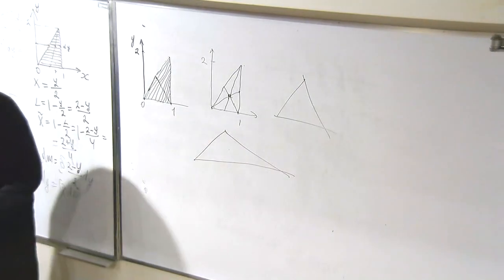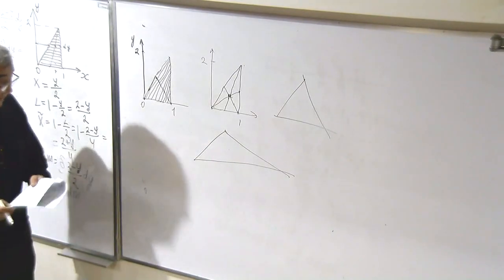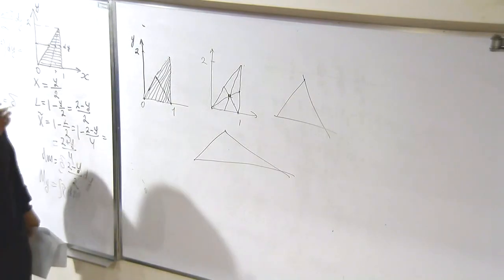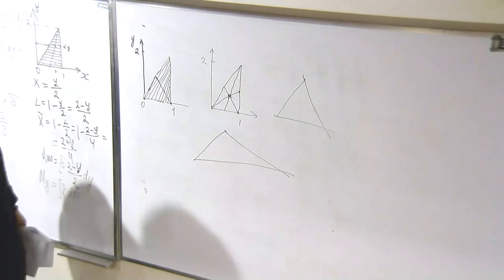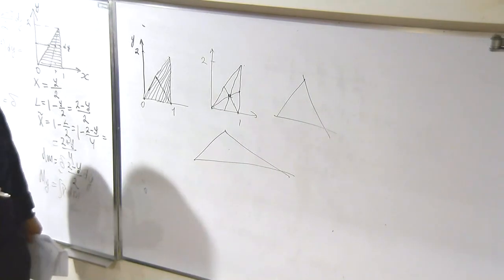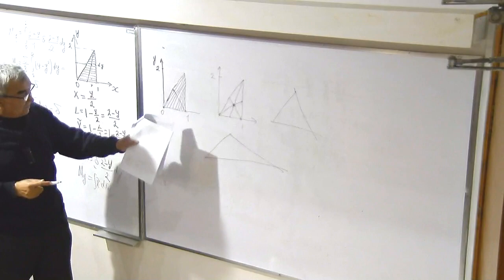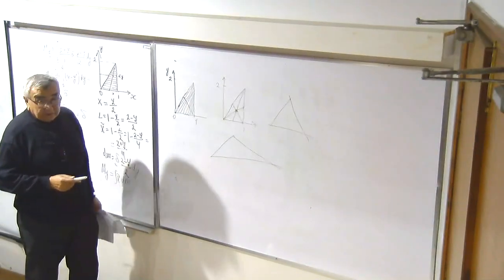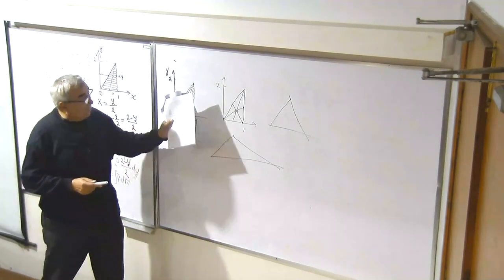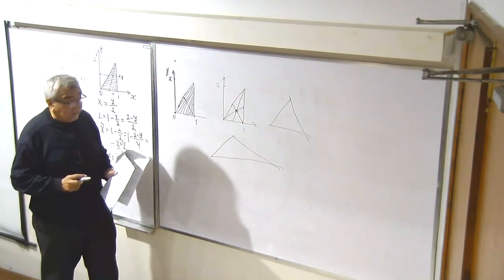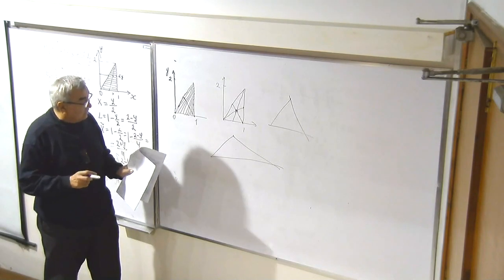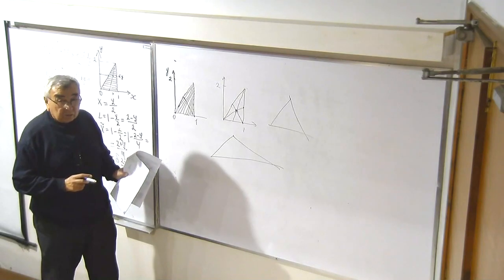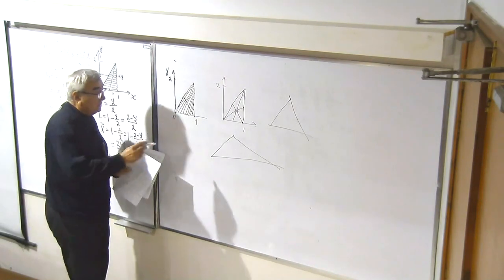Again, I repeat once more, this is when the density is constant. So in this case, the position of the center of mass depends only on the geometric parameters of the object. It is correct not only for this triangle, but for any object. The center of mass depends only on the geometric parameters of the object, and therefore it is called the centroid.